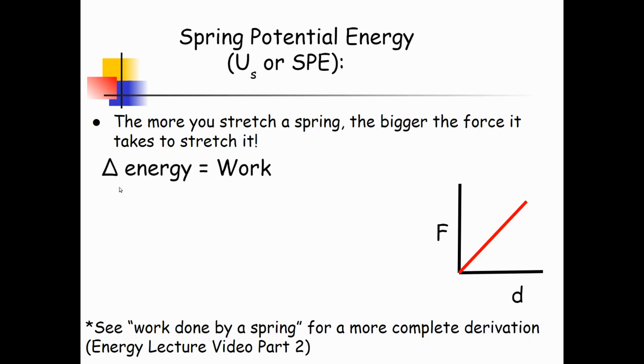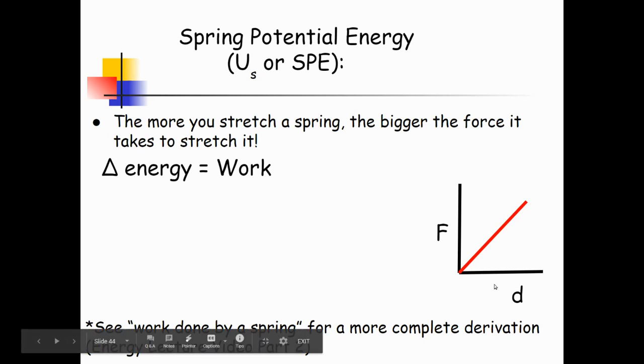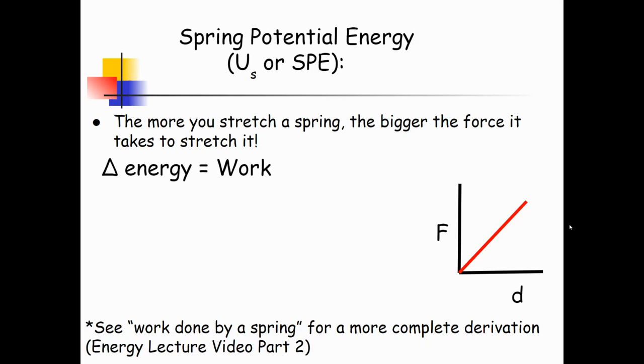And we're going to remember that the change in energy is going to be equal to work, and that is equal to the area underneath a force versus distance graph. Now, in the energy lecture video number 2, I go over all of the derivation of this, but in summary, that area underneath the force versus distance graph for a spring is going to be equal to the work done by the spring and therefore your change in energy or the energy stored in your spring.